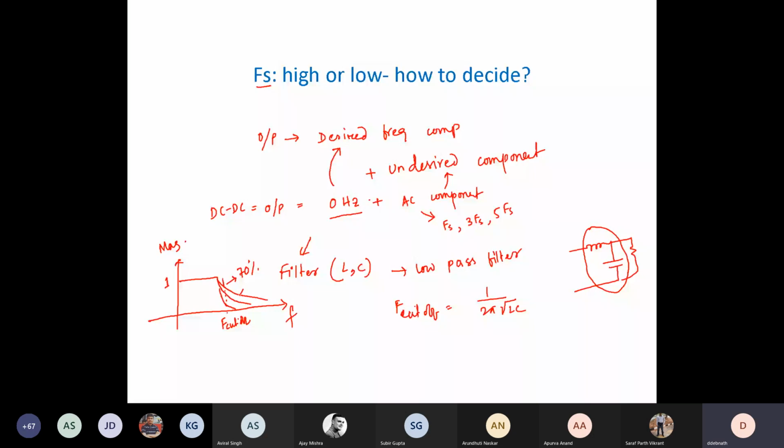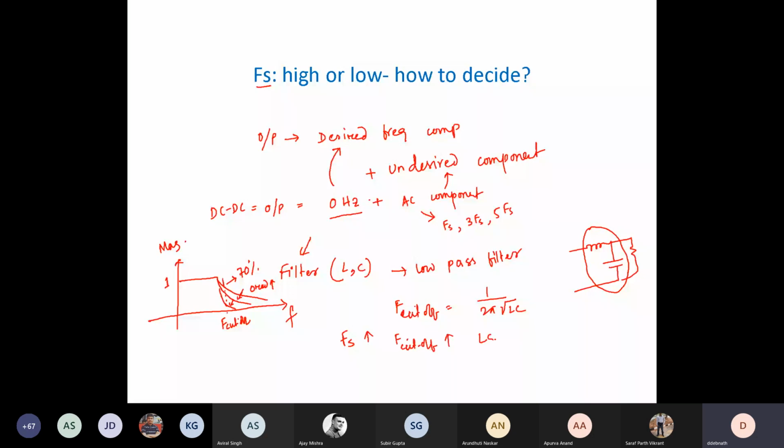So as order goes up, this will happen. What do you mean by order? Basically, the number of these LC elements. If you have studied filters, you will understand this. So if we increase the switching frequency, I can increase my filter cutoff value, and I can reduce the LC values. So what is the implication? Filter size will come down.